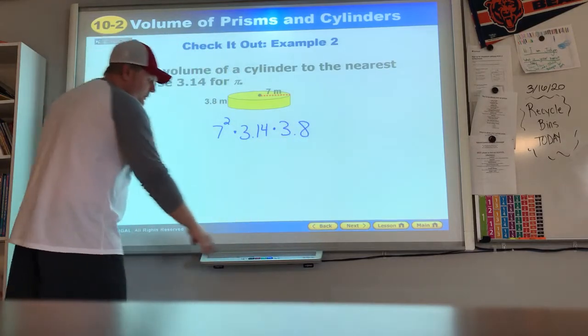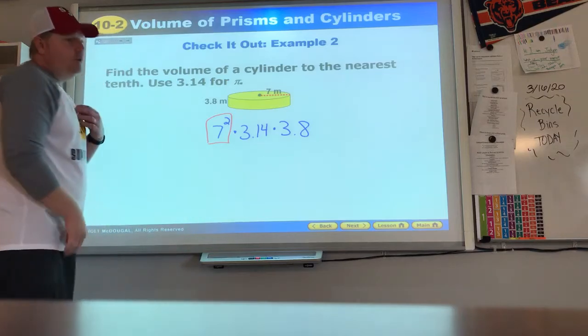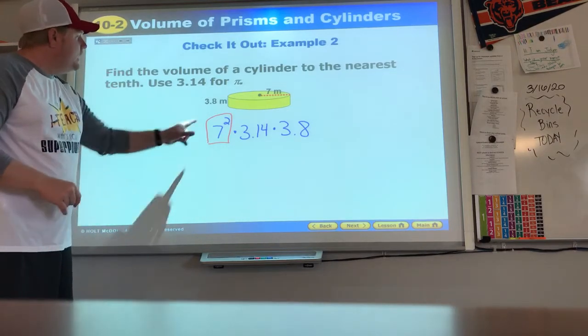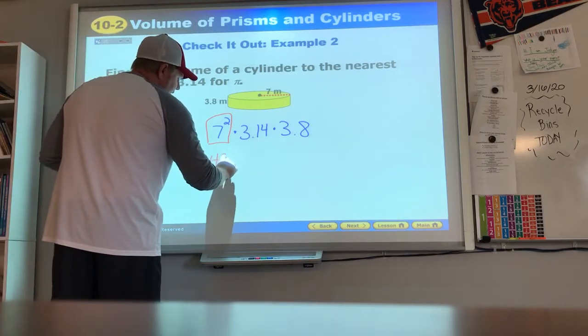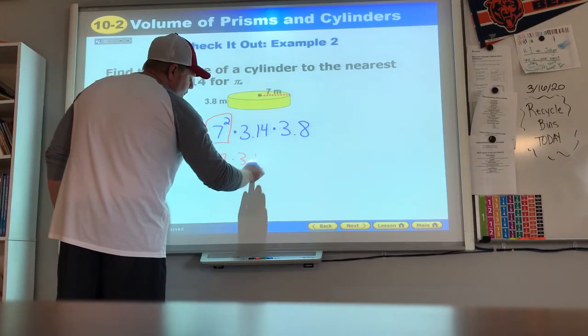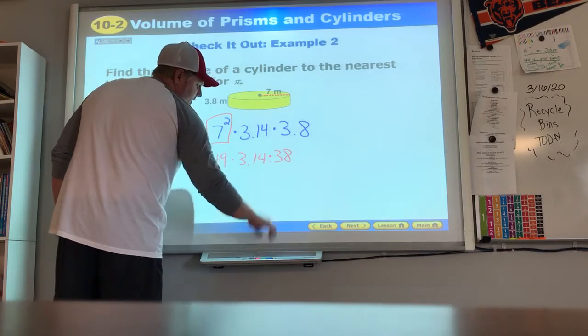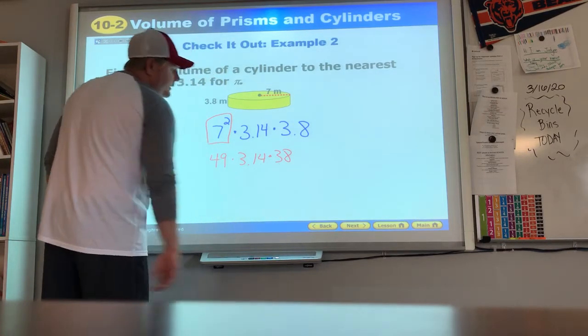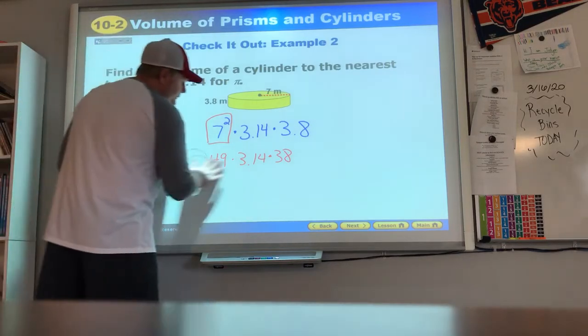One thing you need to remember when I'm doing this calculation, I have to follow PEMDAS. I have to do order of operations. Exponents come first, so it'd be 49 times 3.14 times 3.8. That should have been up here, times. All right? And when you do that multiplication, you'll get your answer.